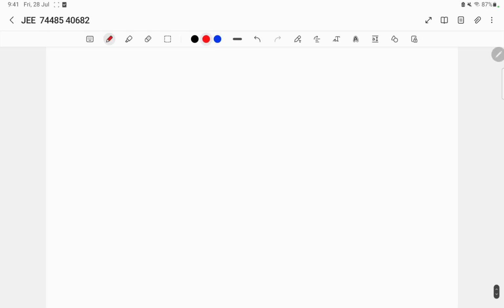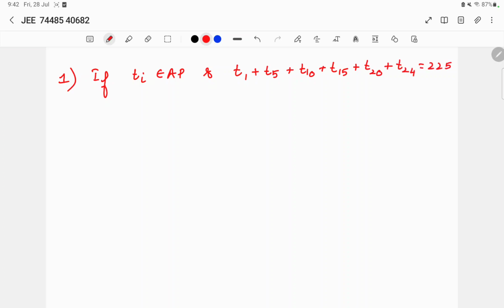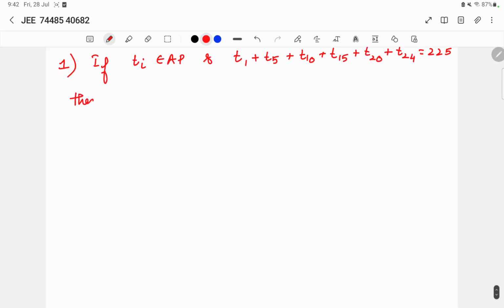Now we can solve some questions. So the first question. If Ti belongs to an AP, which means T1, T2, T3 up to Tn all belong to the AP, and they have given one piece of information: T1 plus T5 plus T10 plus T15 plus T20 plus T24 equal to 225. What we have to find is S24, the sum of 24 terms.